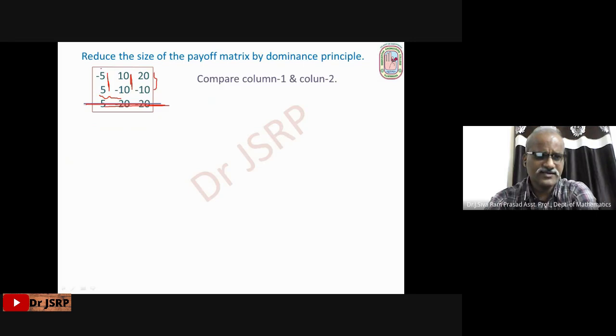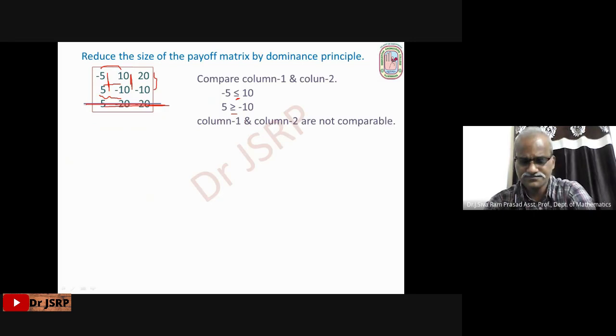First element in column 1 is minus 5. First element in column 2 is 10. So the relation is minus 5 less than or equal to 10. Next, second elements. Second element in first column is 5. Second element in second column is minus 10. So 5 greater than or equal to minus 10. So here we have less than or equal, here greater than or equal. Both are different inequalities. So column 1 and column 2 are not comparable. So leave this combination. Next, another combination.